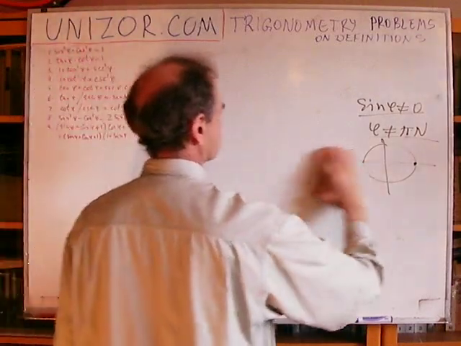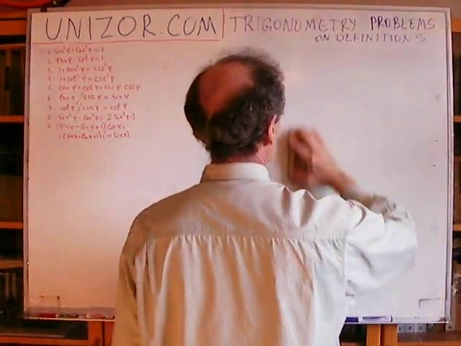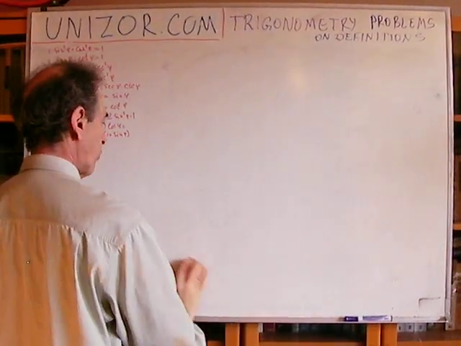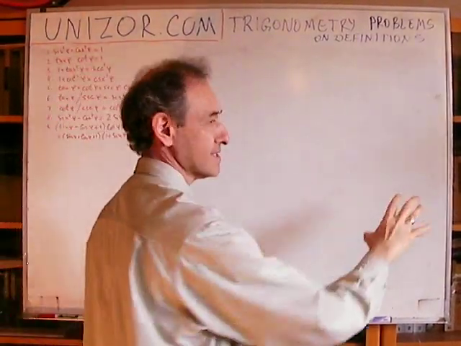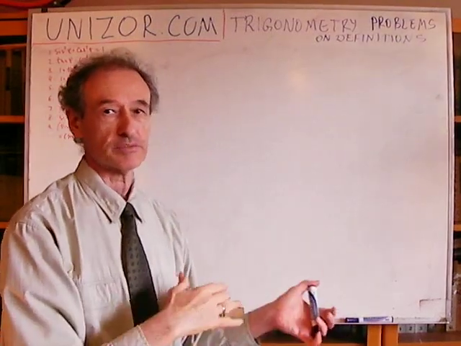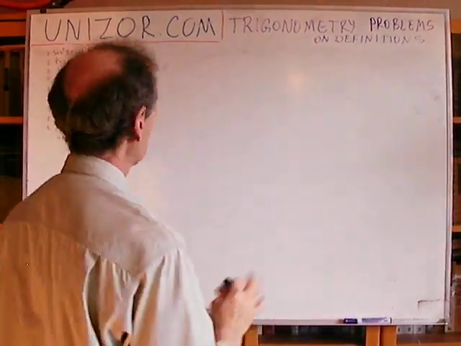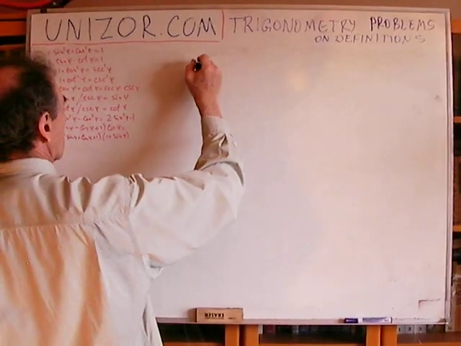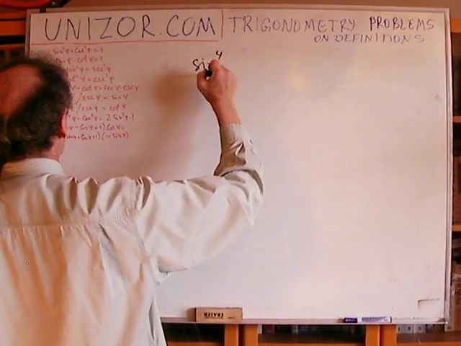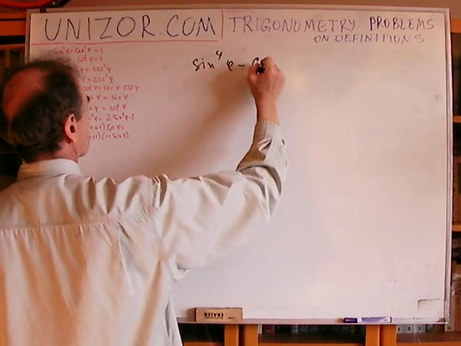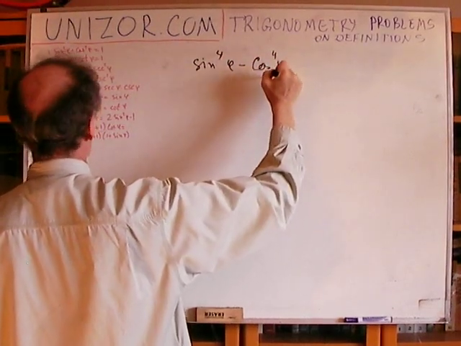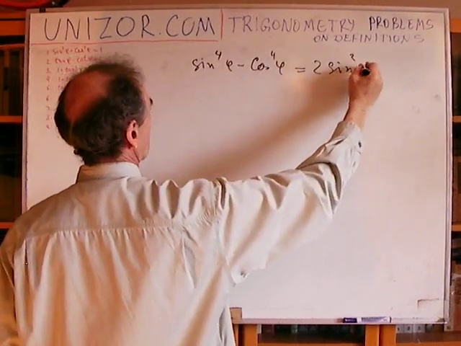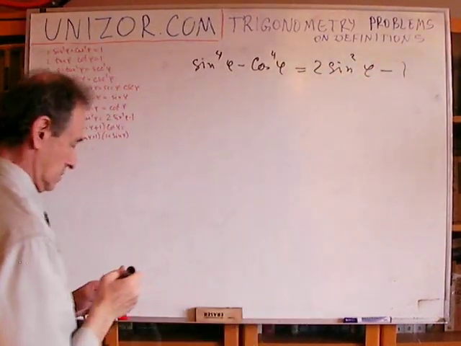Two more. I hope it's not very boring. I think what's really important is to understand all these exceptions in the domain where the left part and right part are defined. Everything else is really straightforward. Okay, now, sine to the fourth minus cosine to the fourth equals 2 sine square minus 1.